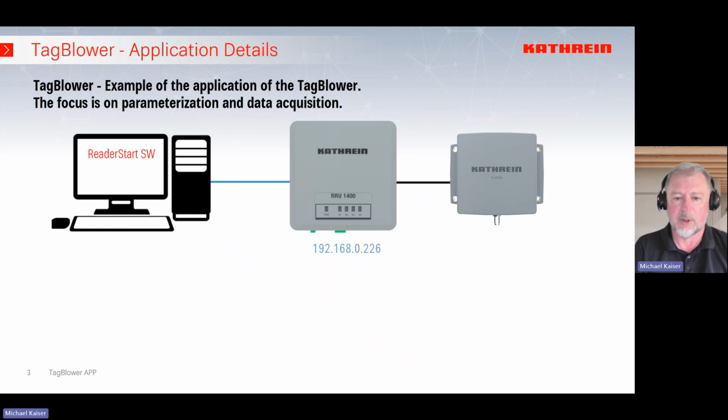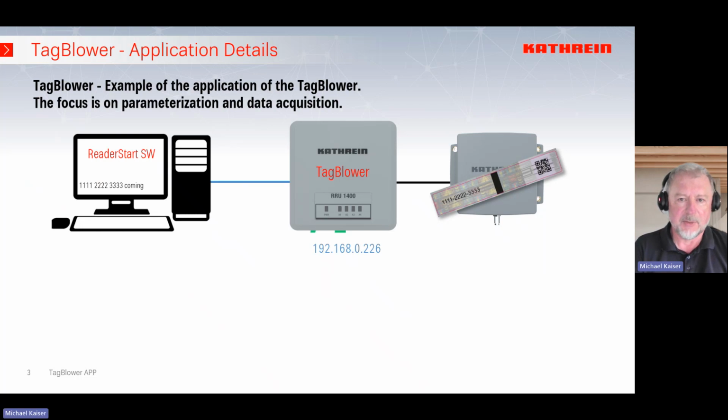This means the small app is running directly on a reader. In our example, it's the RU1400, but you can use any other Kathrein reader. We have here an IP address, and the Reader Start software is connected to the TagBlower to parameterize the reader and to test the application.